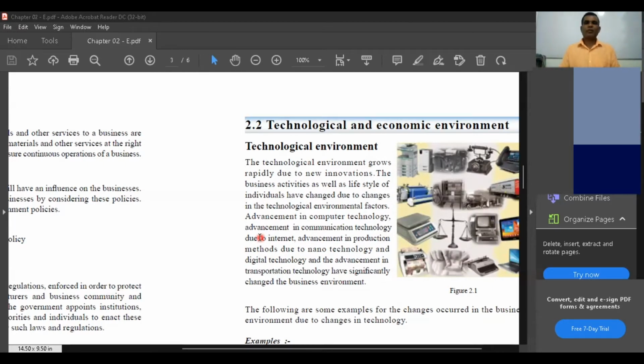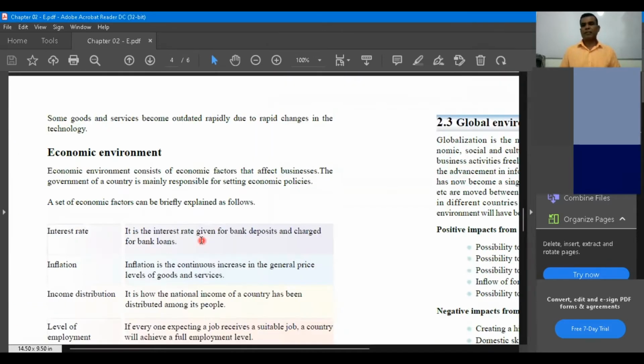Now, for an answer, what do you mean by the technological environment? Innovations made by human society, such as technological developments, can be treated as the technological environment. Advancement of computer technology, communication technology, production technology, and nano and digital technology will affect businesses. So just try to keep that in mind.